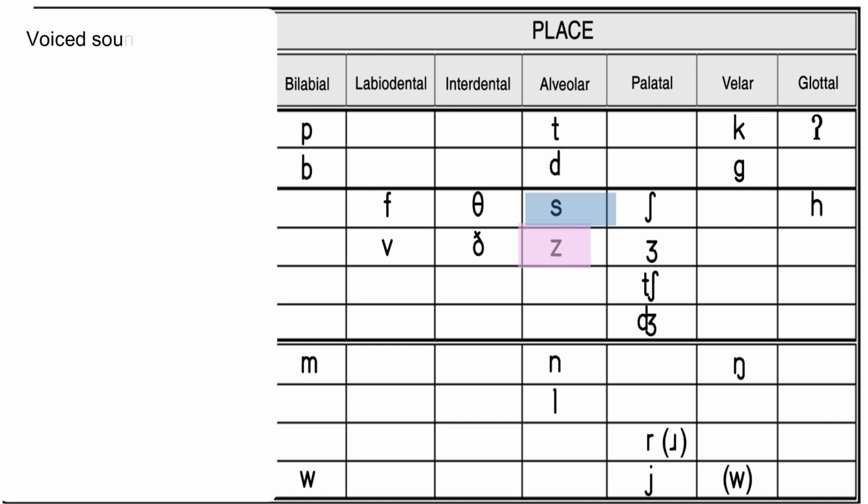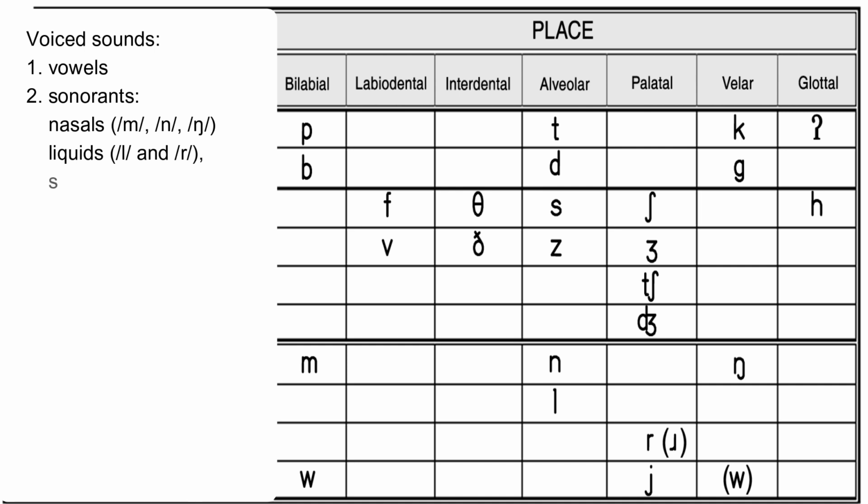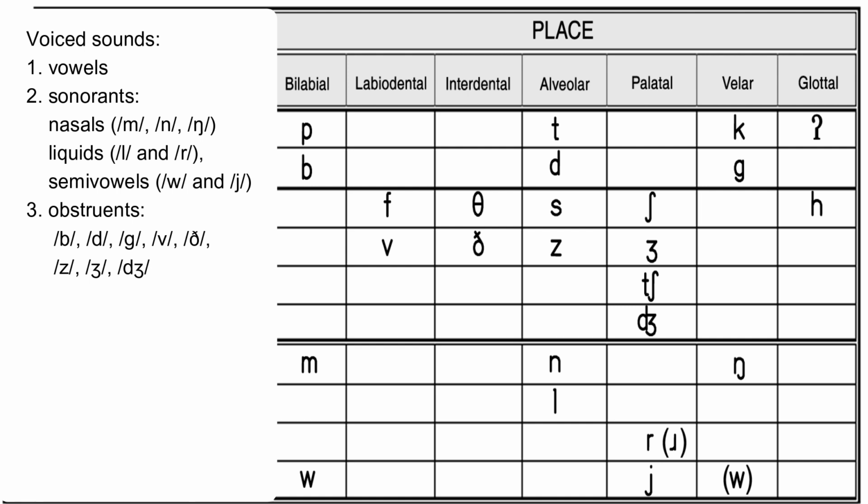All vowels are voiced sounds. Sonorants are also voiced. Sonorants are nasals, and ng, liquids, la and ra, and semivowels, w and y. Some obstruents are also voiced, which are b, d, g, v, th, z, j, and j. The rest of the obstruents are voiceless: pa, ta, ka, fa, tha, sa, sha, cha, and ha.